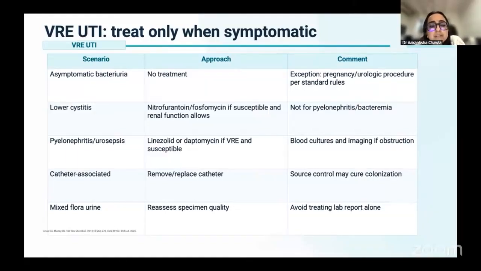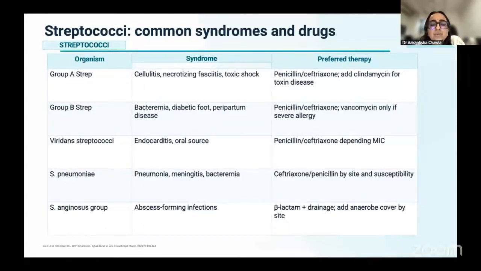You don't always need to add antibiotic cover. And if you're growing mixed flora in the urine, then send a repeat sample. If it is a long-standing catheter, replace the catheter and resend the sample. Sometimes achieving source control is usually enough. You don't need to add antibiotics.